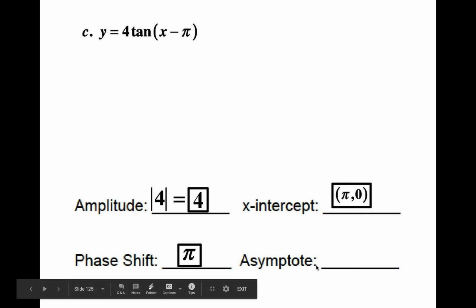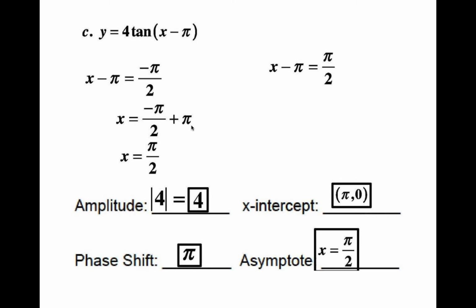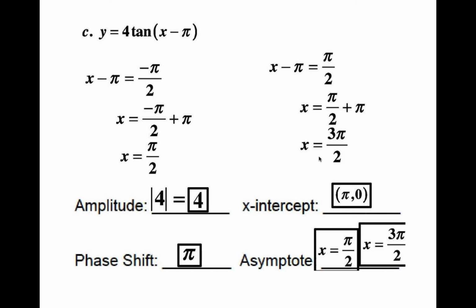Now we have to find the asymptote. So you set the part inside the parentheses to be negative pi over 2 and positive pi over 2, creating two equations to see how this shifts. So to solve for x, we would add the pi over. You need a common denominator, so this is 2 pi over 2 that we're adding to negative pi over 2, which makes a positive pi over 2. That's our first asymptote. Then when we add pi here, 2 pi over 2 plus pi over 2 makes 3 pi over 2. So that is our second asymptote.